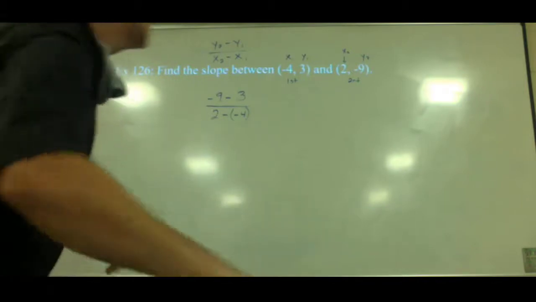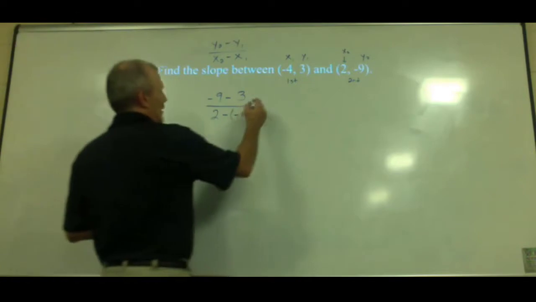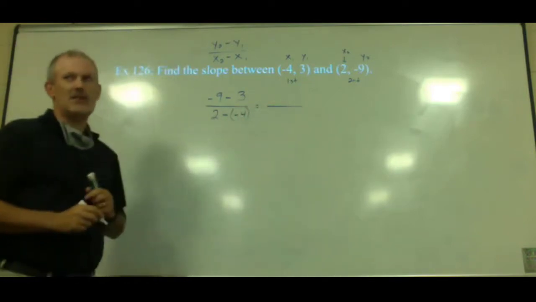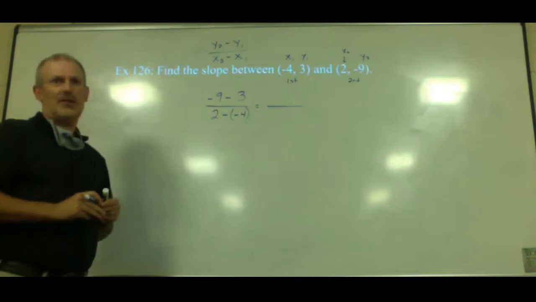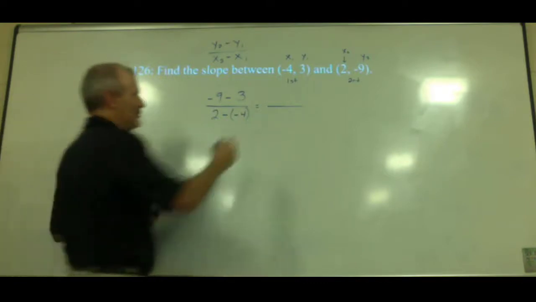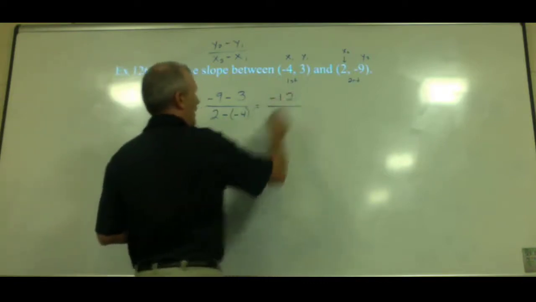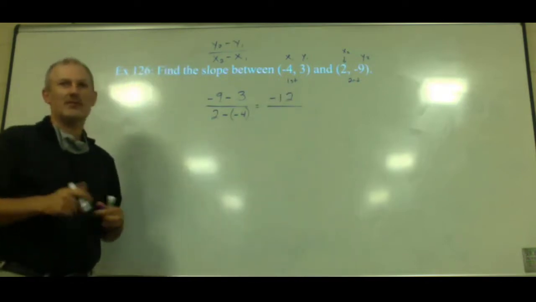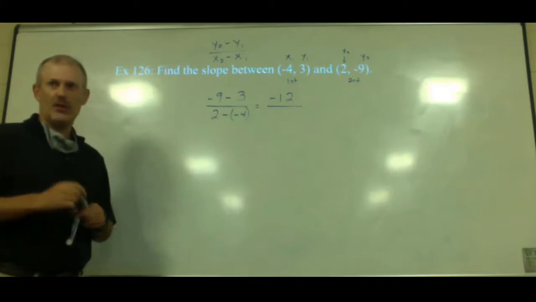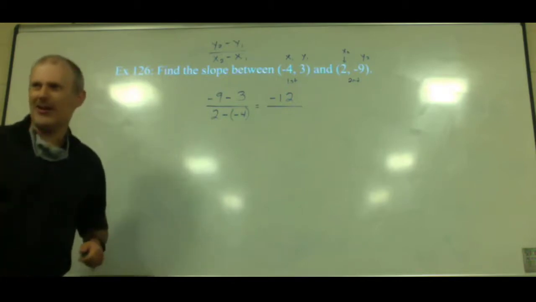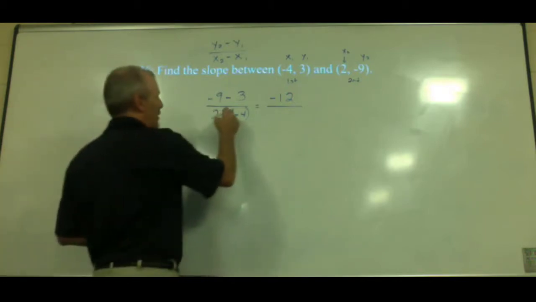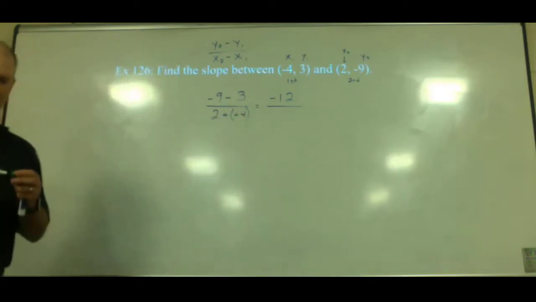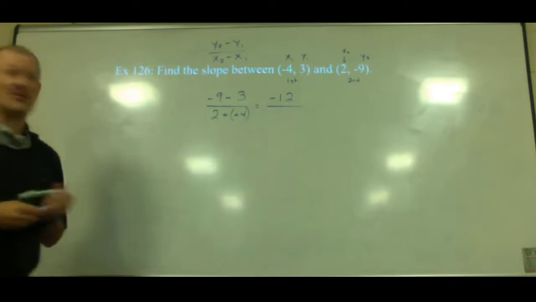Okay? Now, help me out here. Negative 9 minus 3. And if you want to use your calculator, that's fine. It's negative 12. And on the bottom, 2 minus negative 4. Now, remember what happens when we subtract a negative number? You add it. If you remember back, this is from 2 weeks ago, you add the opposite. So it ends up being 2 plus 4 becomes a 6.